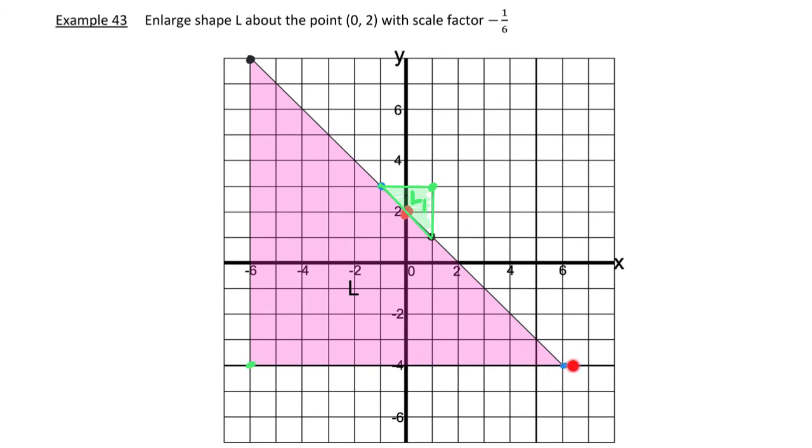The width of the base of this triangle is 12, and the base of the image is 2, which is a sixth, and it's in the opposite direction. The height of the image is 2, and the height of the object was 12, so again it's a sixth. So it looks like we're good here.